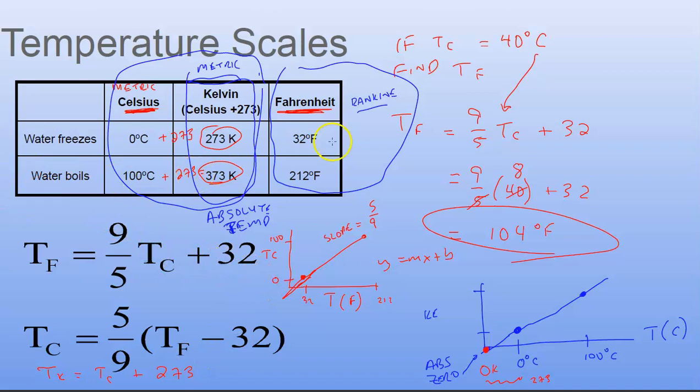Incidentally, if you need to change Fahrenheit to Rankine, you would add 460 degrees to get to Rankine. Changing 273 to Fahrenheit would give you 460. So that's the number that you need there.